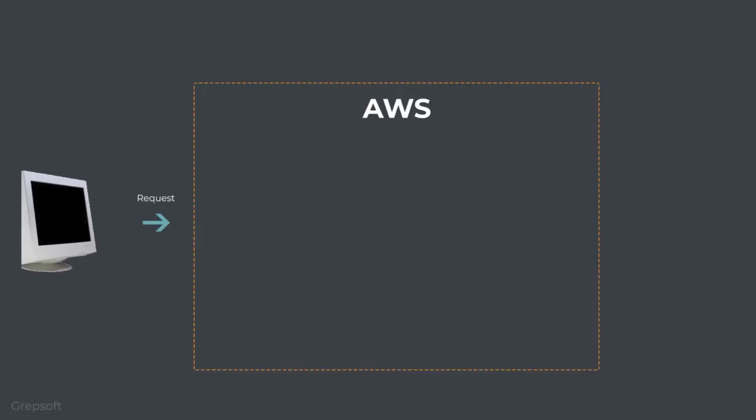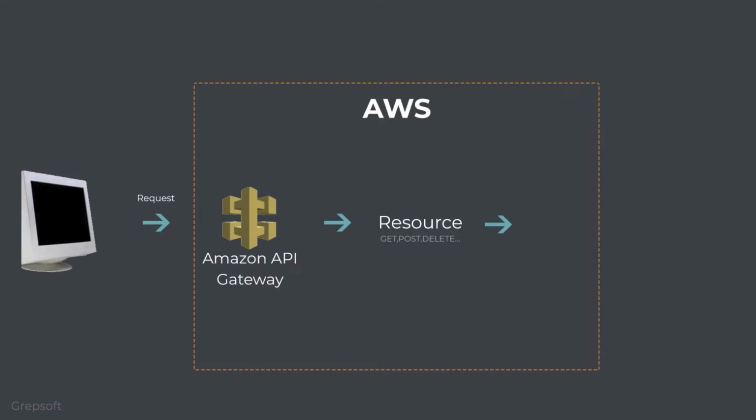So we have a user that's trying to make a request. The request goes to AWS. Then we set up an API because that's going to pick up the request. And then the request goes to a resource. Now, what happens when the request goes to a resource? It then goes to a Lambda function, and the Lambda function is where you write your code. And then from here, the response goes back all the way to the user.